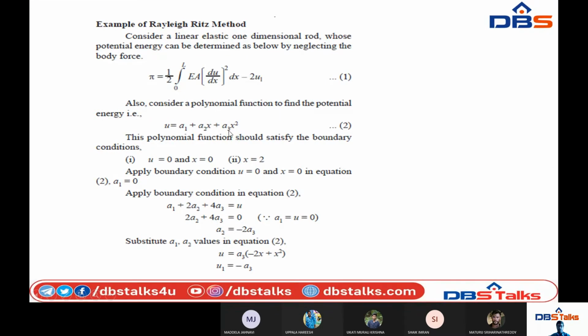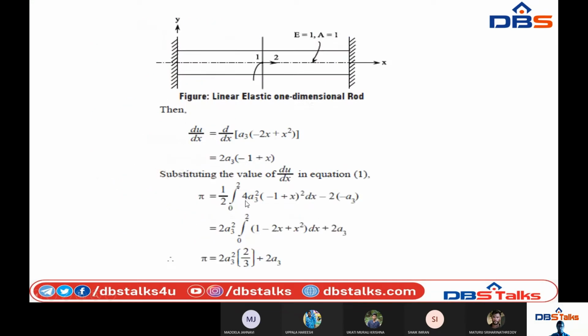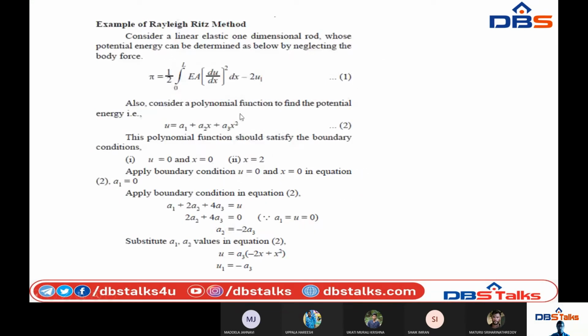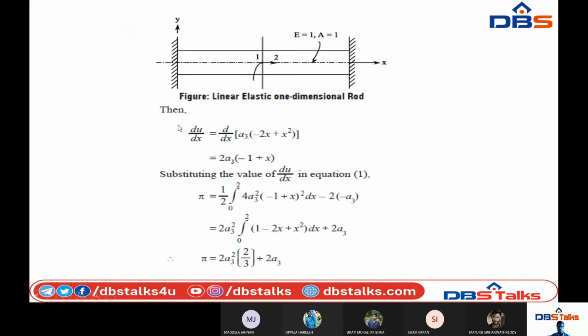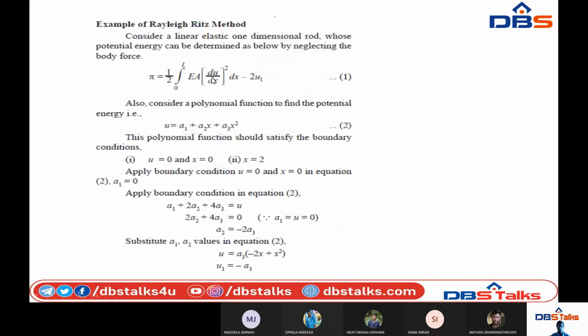Then u equals a3 times minus 2x plus x square. Here I'm getting the value of u1, that equal to minus a3. From this expression, I know a1 equal to 0, a2 equal to minus 2a3, and u1 equal to minus a3. I know the values of these parameters. After that, I'm finding the value of du by dx.